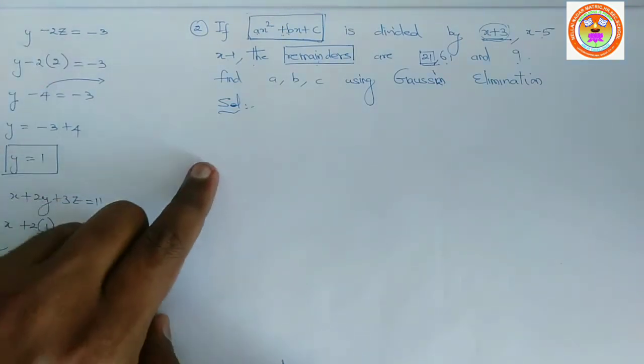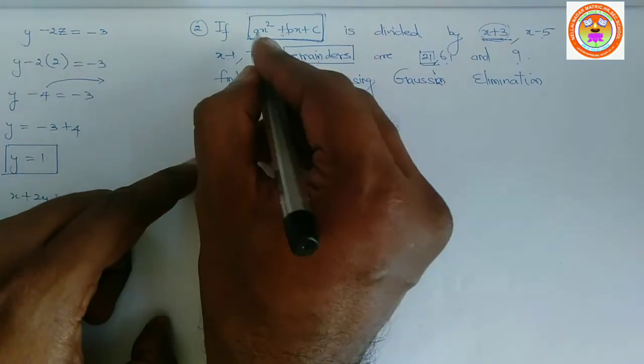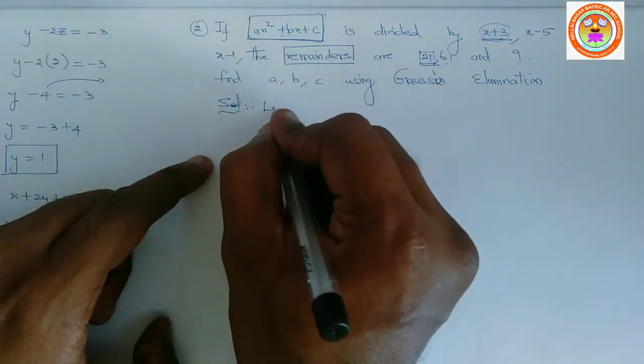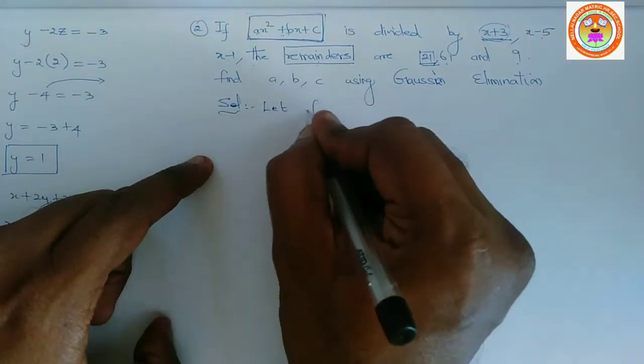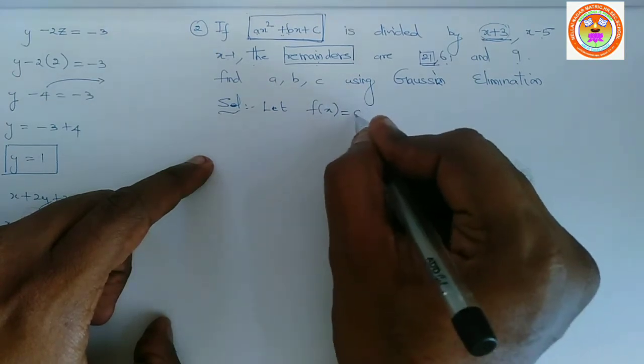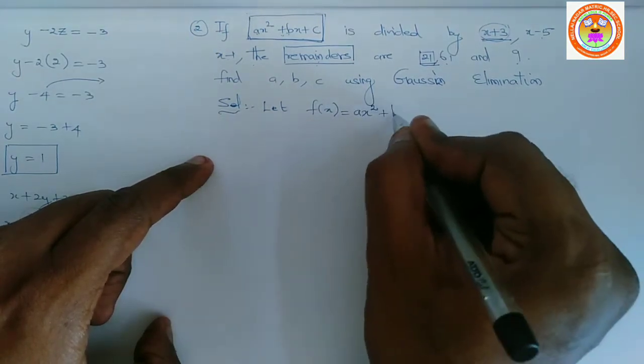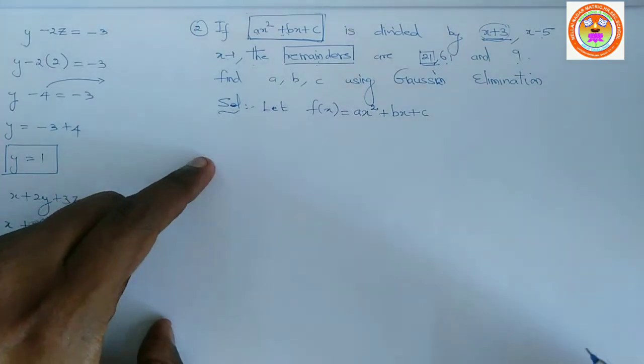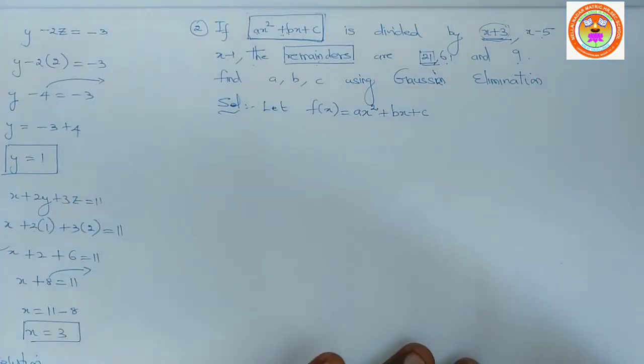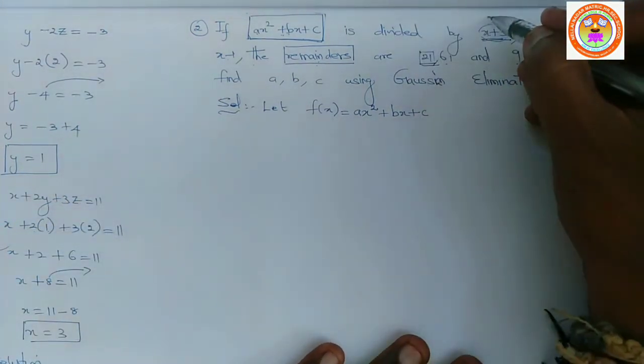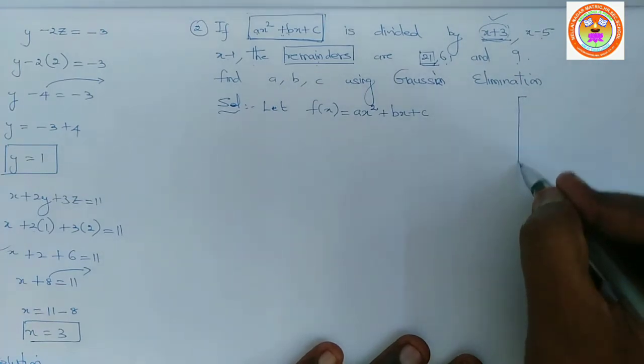So first we are going to assume let f of x is equal to ax square plus bx plus c. First we are going to divide by x plus 3.